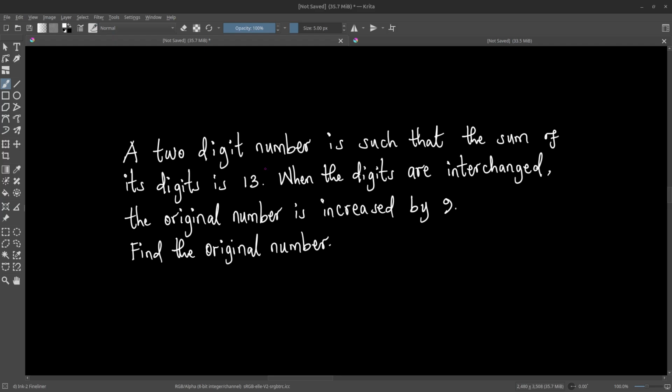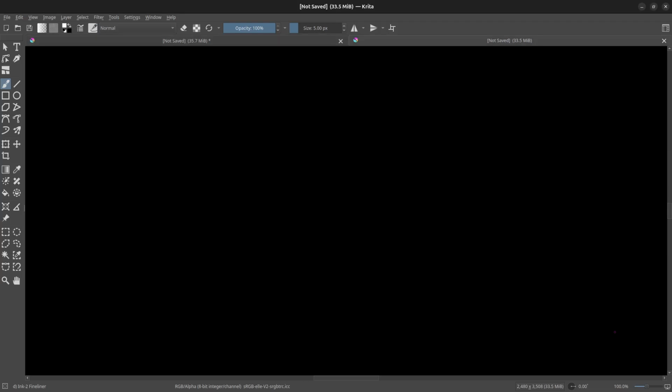A two-digit number is such that the sum of its digits is 13. When the digits are interchanged, the original number is increased by 9. Find the original number. Now, there is only one concept you need to understand to solve this example.